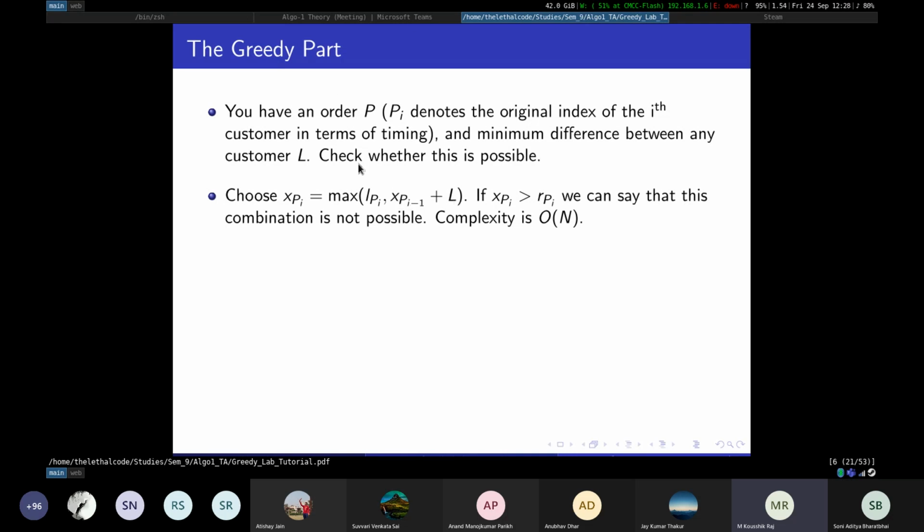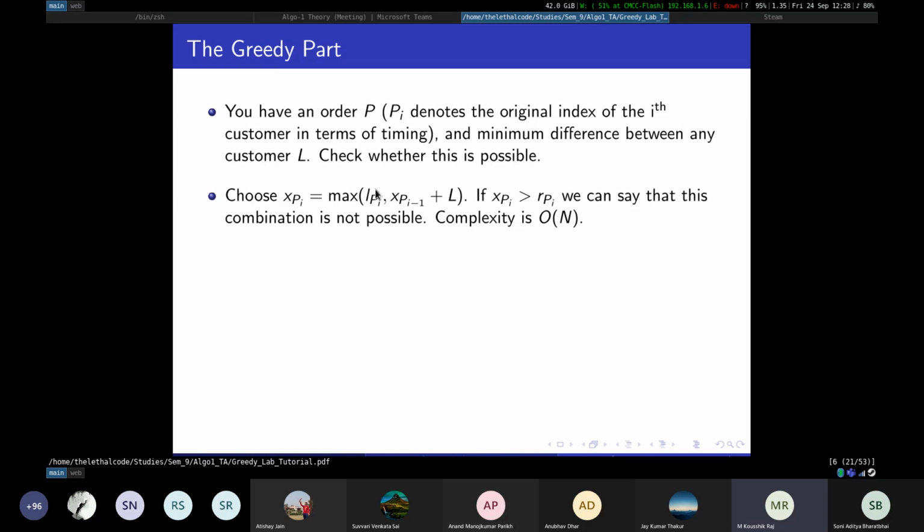So basically, what does this equation mean? You are trying to see which comes later. So if the starting point of the next customer comes later, then the XPI minus 1 plus L, that is, L minutes after the previous customer comes and gets their order, this customer has to get their order. And you also have to take in mind that it has to be within its time frame. So you basically are trying to put two restrictions, and you're choosing the one with the maximum. So you have two restrictions, right?